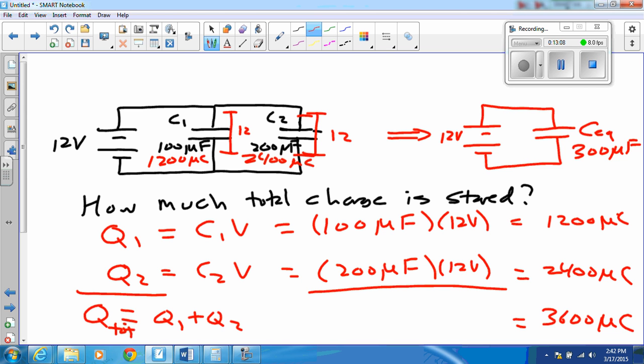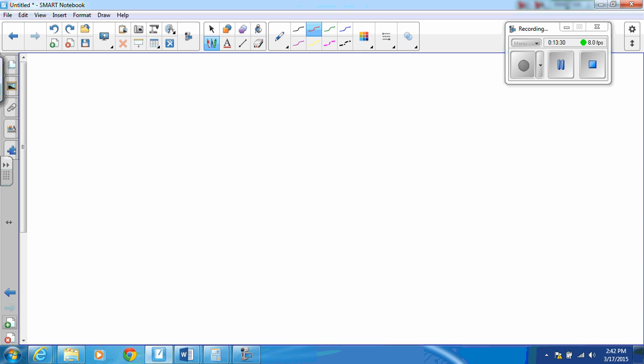What do you notice about the 300? Yeah, it looks like it's the sum of the 100 plus the 200. I strongly suspect that the way we go about doing equivalent capacitances in parallel is you just add them together. So to prove that, I need to generalize what I did here. I need to do the same operations, but I need to do them with C1 and C2 instead of 100 and 200. So let's do that.